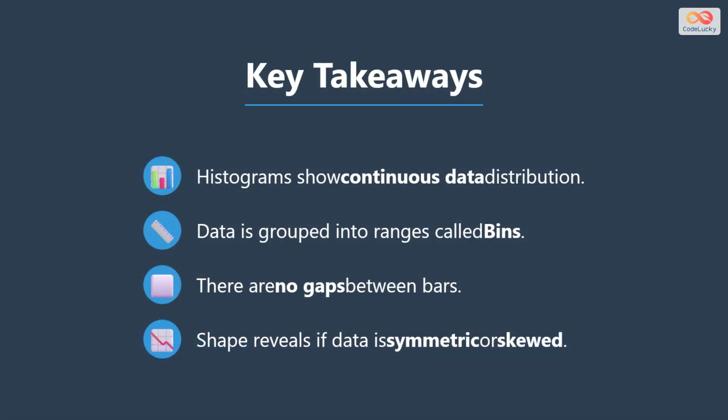Let's recap what we learned. Histograms are for visualizing continuous data distributions. We group this data into ranges called bins. Unlike bar charts, histograms have no gaps between the bars. And finally, the overall shape of the histogram tells us if our data is symmetric or skewed.